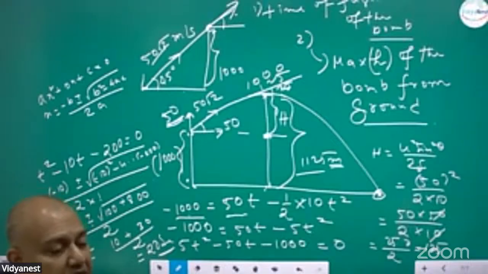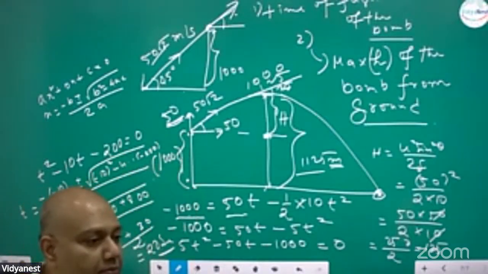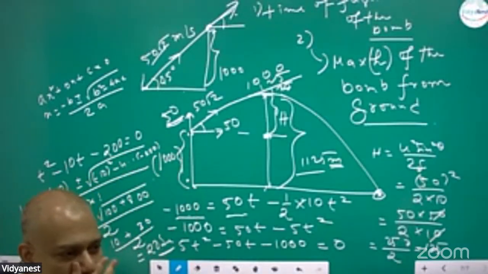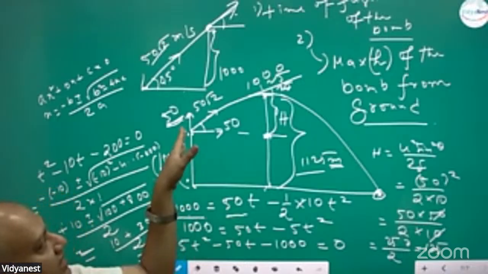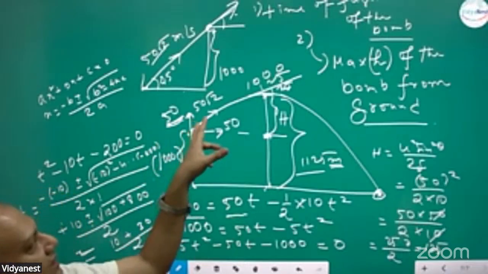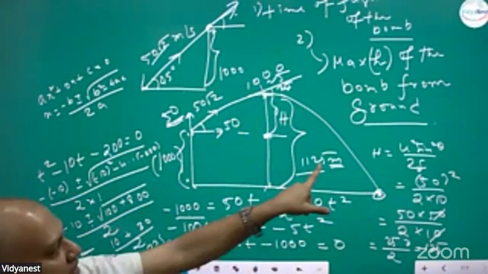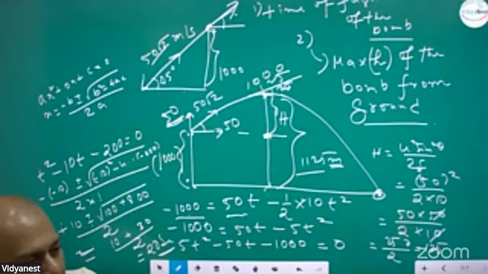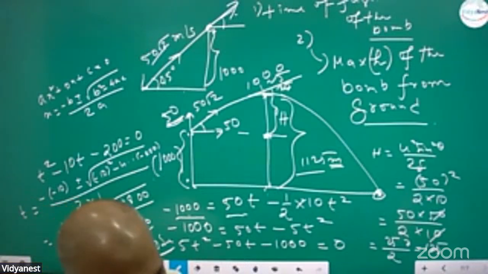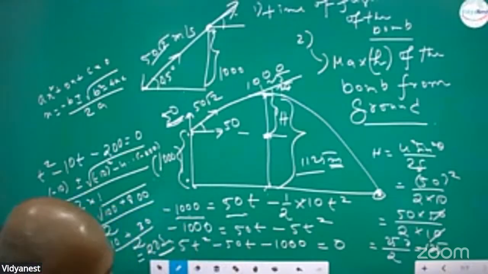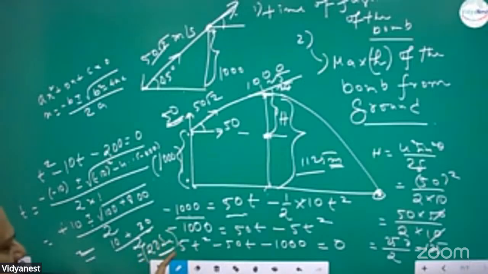This is the maximum height of that bomb. When the plane released that bomb, it goes up and again comes down, so that is the maximum height, 1125 meters. 1125 meters is the maximum height the bomb is going to reach, and the time required to come to the ground is equal to 20 seconds.